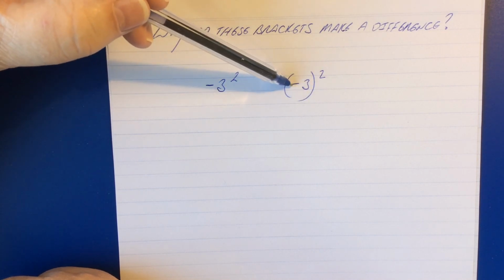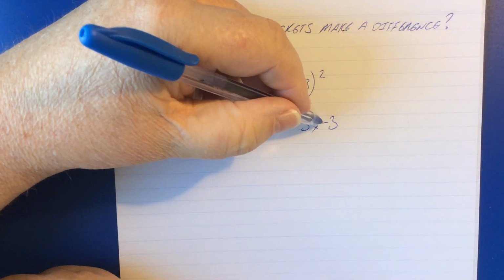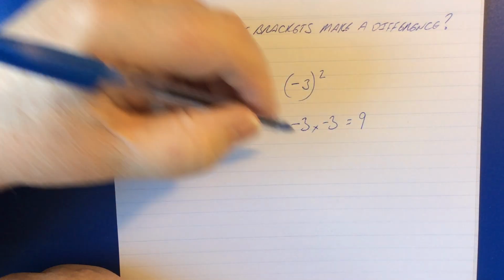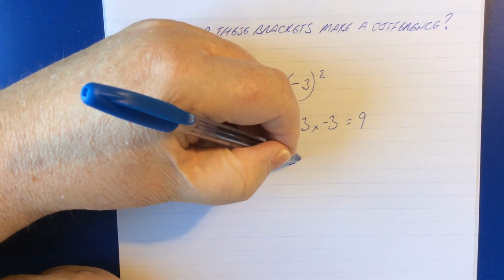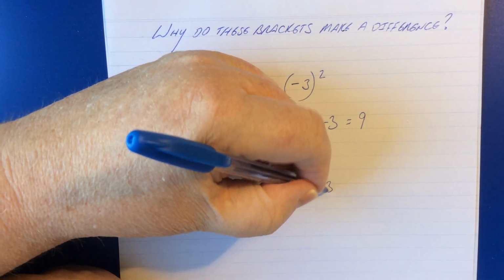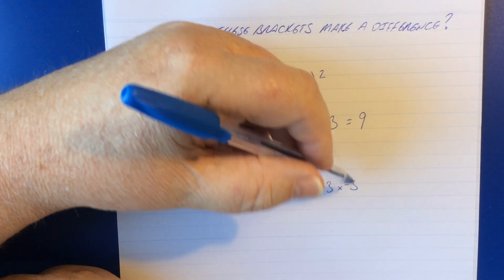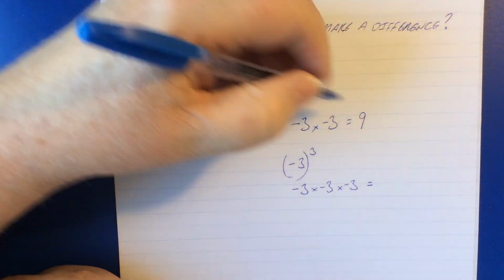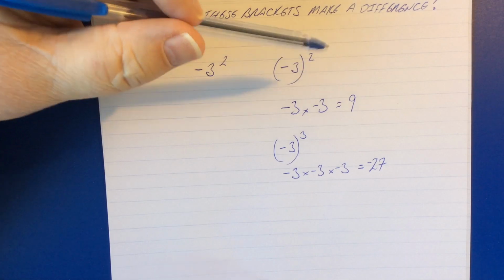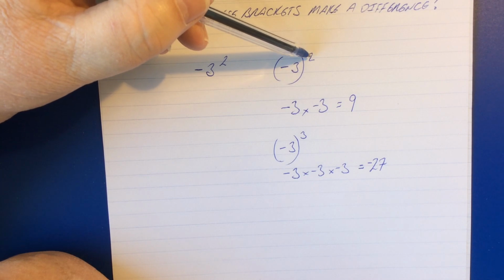this, which is negative 3 times negative 3. Two negatives make a positive. If we were to do this, we would have negative 3 times negative 3 times negative 3. And negative times a negative is positive, times a negative is negative again. So something like this fluctuates between positive and negative depending on the power that's here.